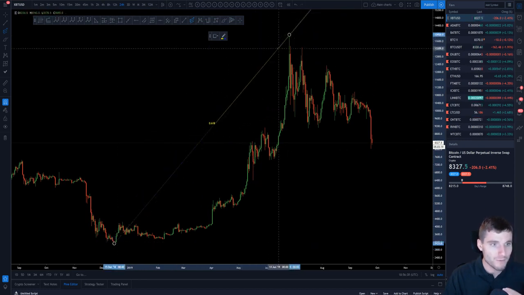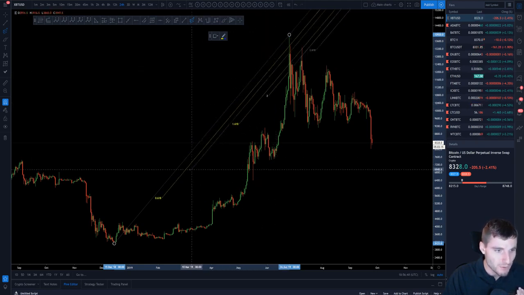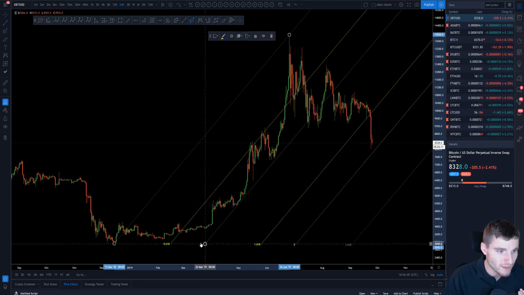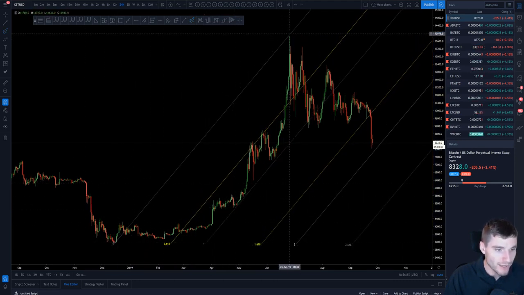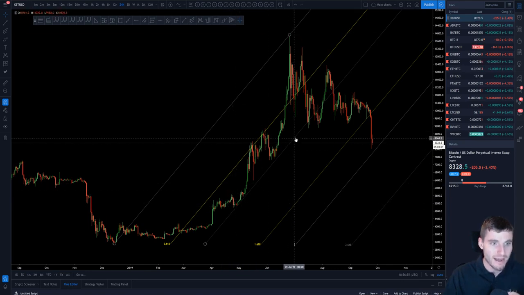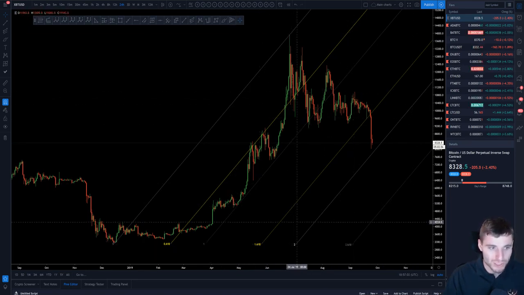Okay, and where are we taking the extension tool from here? Okay, so where are we placing our extension? I would be placing it on this move down here. Okay, then why here? Because we went from low to high, and this was our valid number 3. So 1, 2, 3, okay, and now we can see price has broken out of here. We're looking at the 1.618, the 2, the 2.618.